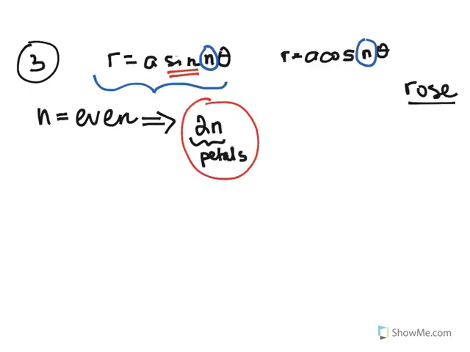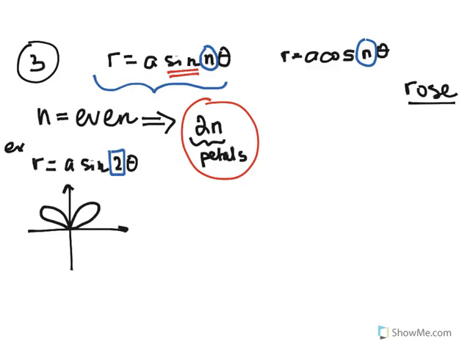This is very important. So, for example, r equals, let's say I don't want to use the number, but sine of 2 theta. Then you look at this integer, it's 2, double it, you get 4. So therefore, you get 4 petals. And when you graph, you get something like this.